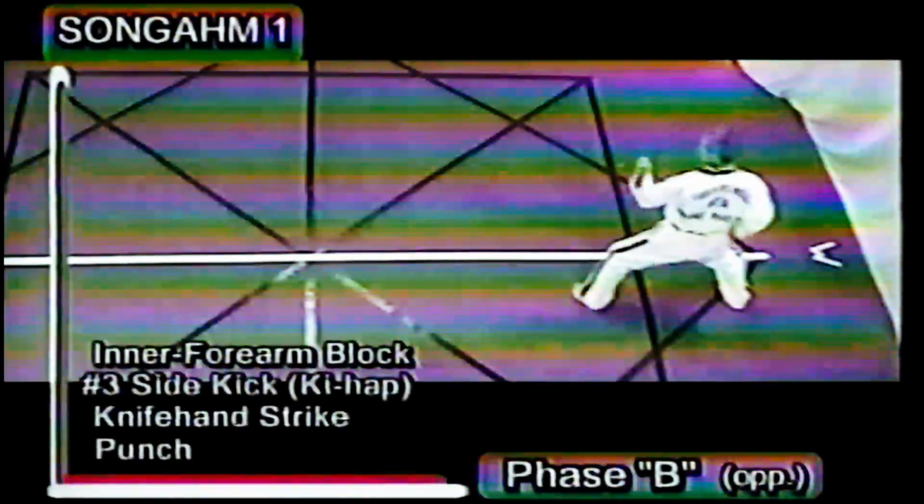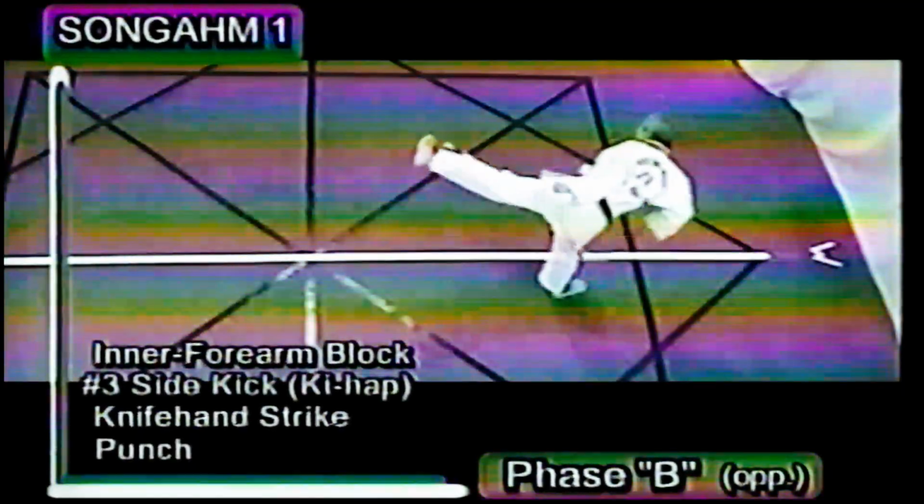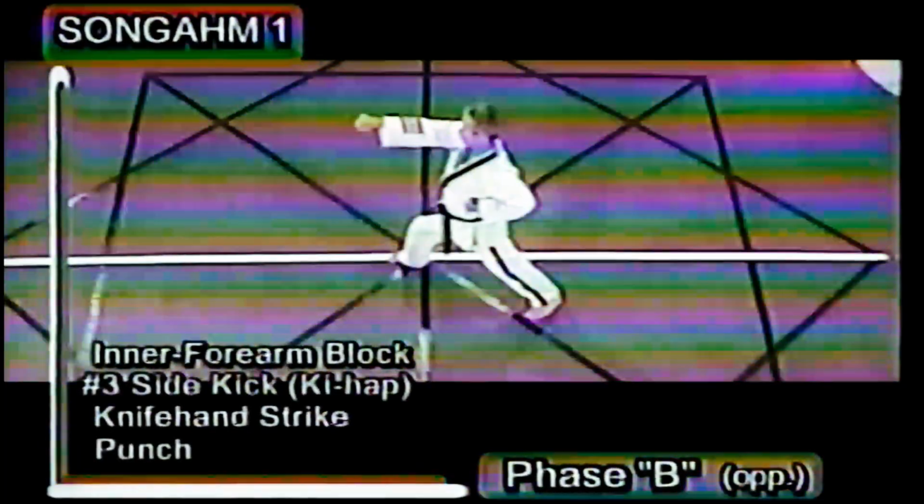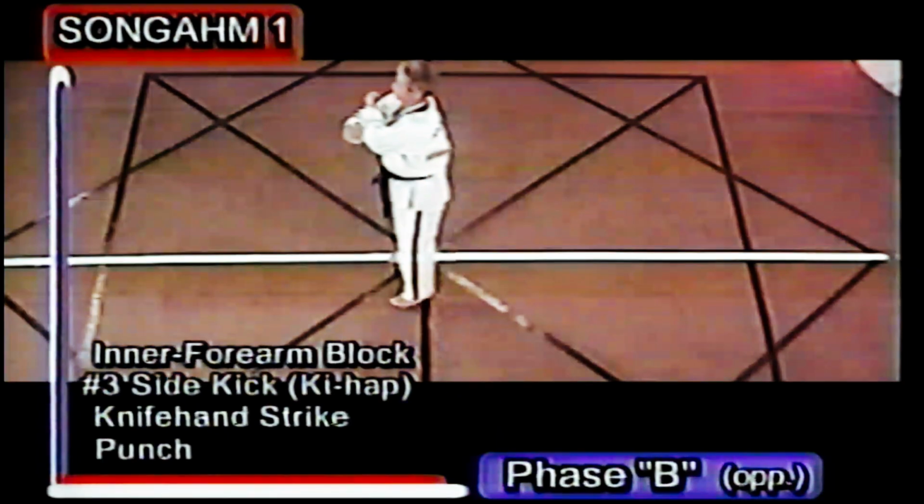It is best to learn this form under the guidance of a qualified instructor. This tape should be used for reference purposes only. The effort put into perfecting the techniques and pattern of the form will reflect on your training for years to come.